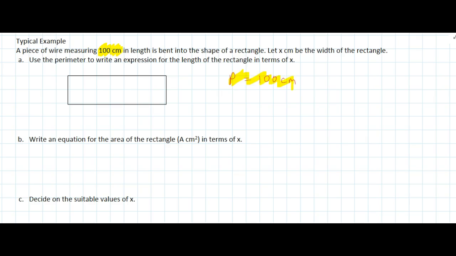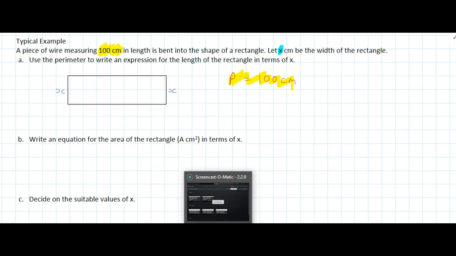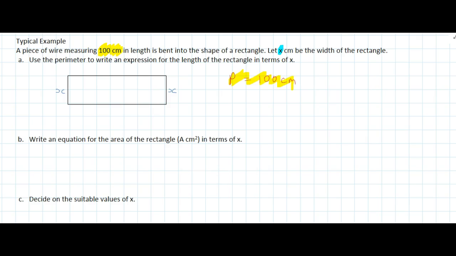The second bit of information that's useful is x. That's the width. So I'm going to call the width this bit here. So x is here, x is also here. So we've labelled our sides width x, and we're actually not given any more information than that. So let's look at a couple of things. Because this is a rectangle, we know that the two horizontal lines are the same and the two vertical lines are the same.